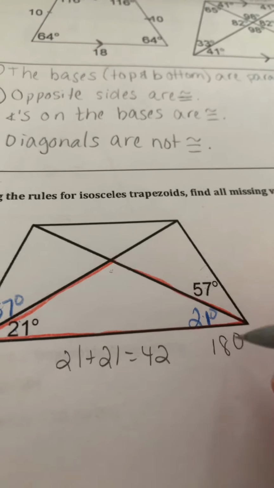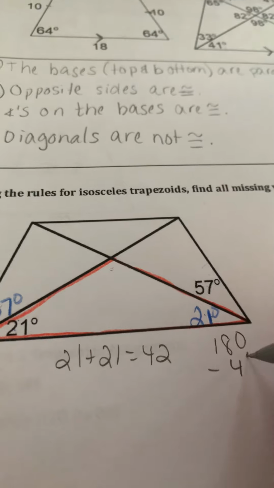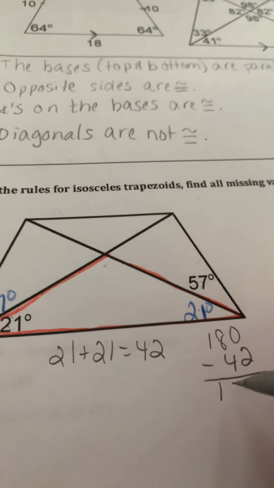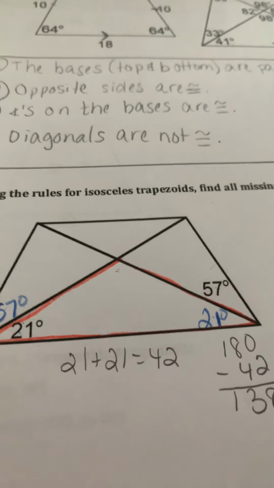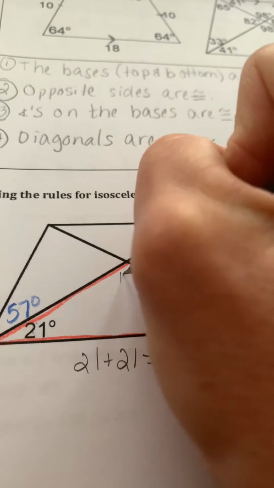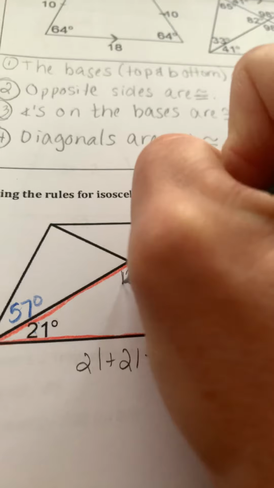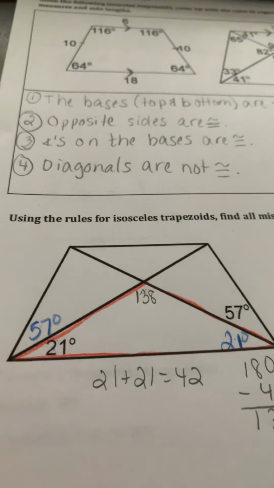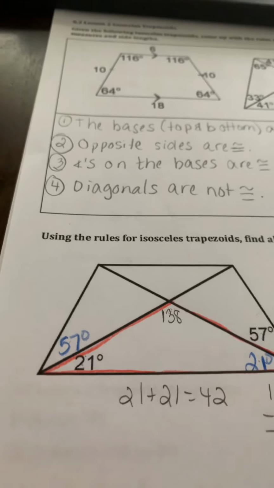So we're going to subtract 180 from 42, and we get 138. So that means this angle here on this trapezoid is 138 degrees. Now, how is that going to help us?